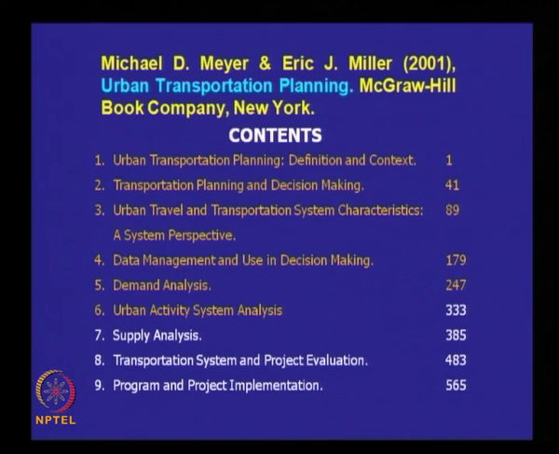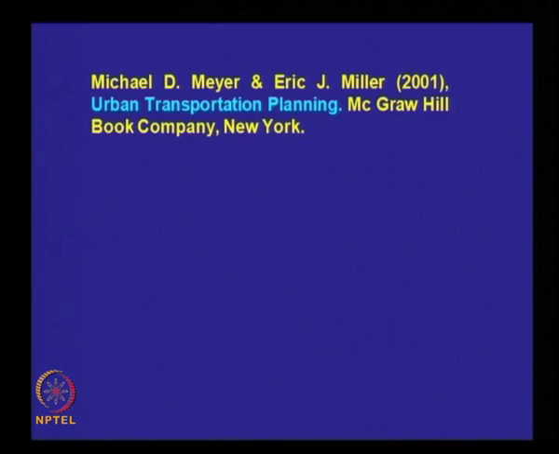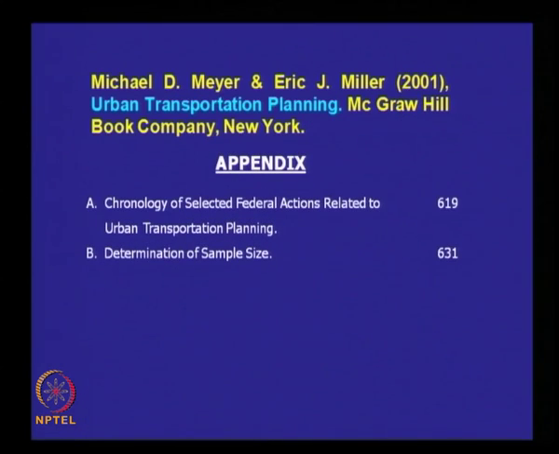First 6 topics are relevant to this course, starting from urban transportation planning to urban activity system analysis. The other topics like supply analysis, transportation system and project evaluation, program and project implementation, and few more topics under appendix like chronology of selected federal activities related to urban transportation planning, determination of sample size. All these things might be interesting for research scholars and those who are interested in analytical aspect of transportation planning.